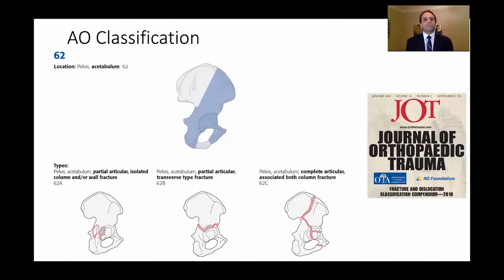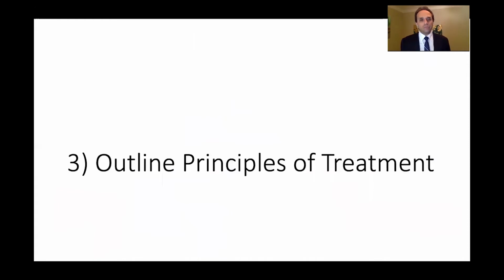The AO classification classifies the acetabulum as 62, and it divides the acetabulum into 3 types, 62A, B, and C. And in the new compendium published in the Journal of Orthopaedic Trauma in 2018, they added all the variants. Then we move to the 3rd point, which is outlining the principles of treatment. And for acetabular fractures, we are going to treat it either conservatively or operatively.